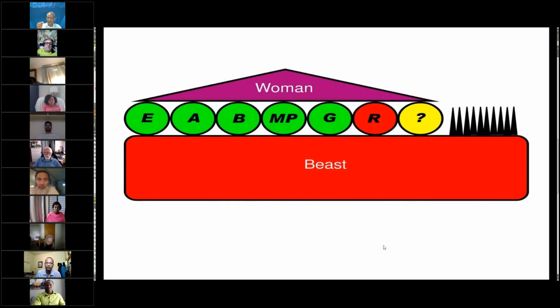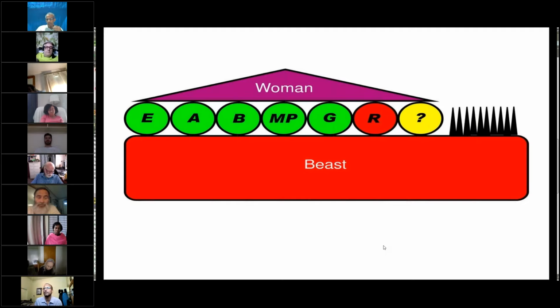Who are the ten horns? Well, the Bible says that these are 10 kings who have received no power as yet. And that's the best I can say. I believe there are 10. I don't know if this 10 is 10 nations in Europe that will take over the entire European Union. I really don't have a clear answer.